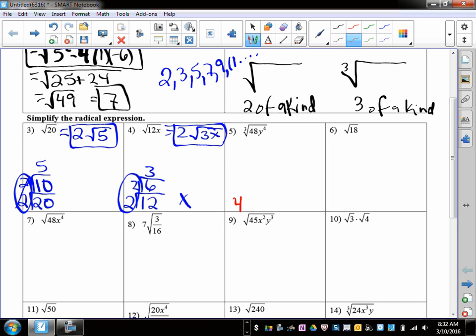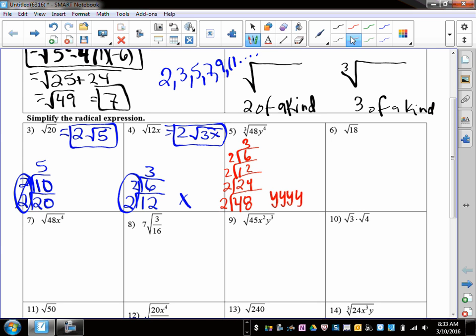Finally, let's do some work. What can we break this down into? 2 and? Good. 2 and 12. 16. And then 6. And 3. We wouldn't have any more numbers, we're running out of room. Okay, and then we have y's. So 1, 2, 3, 4.